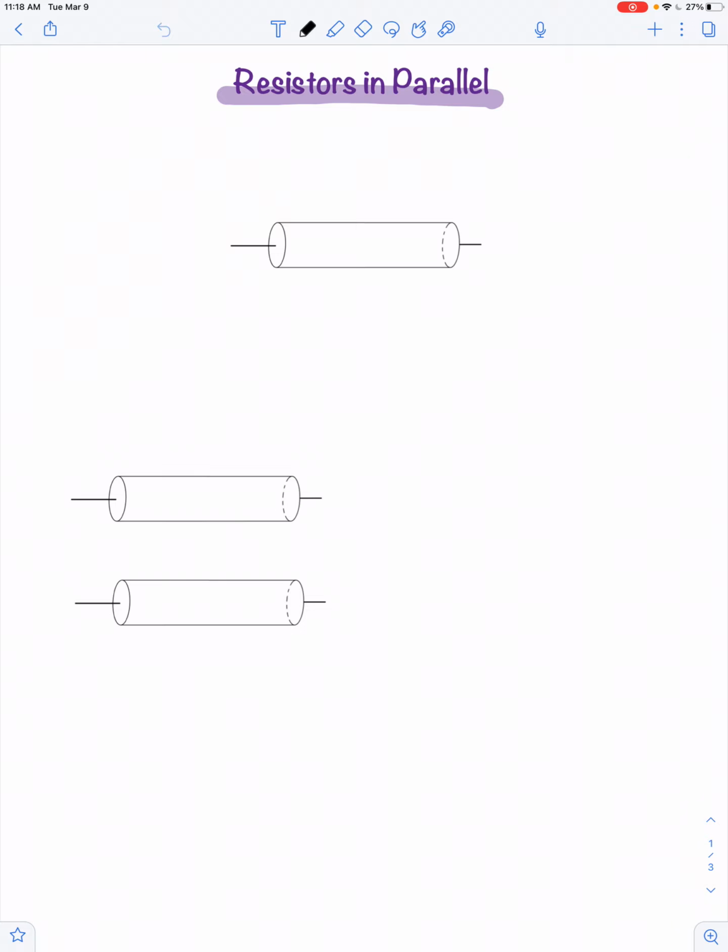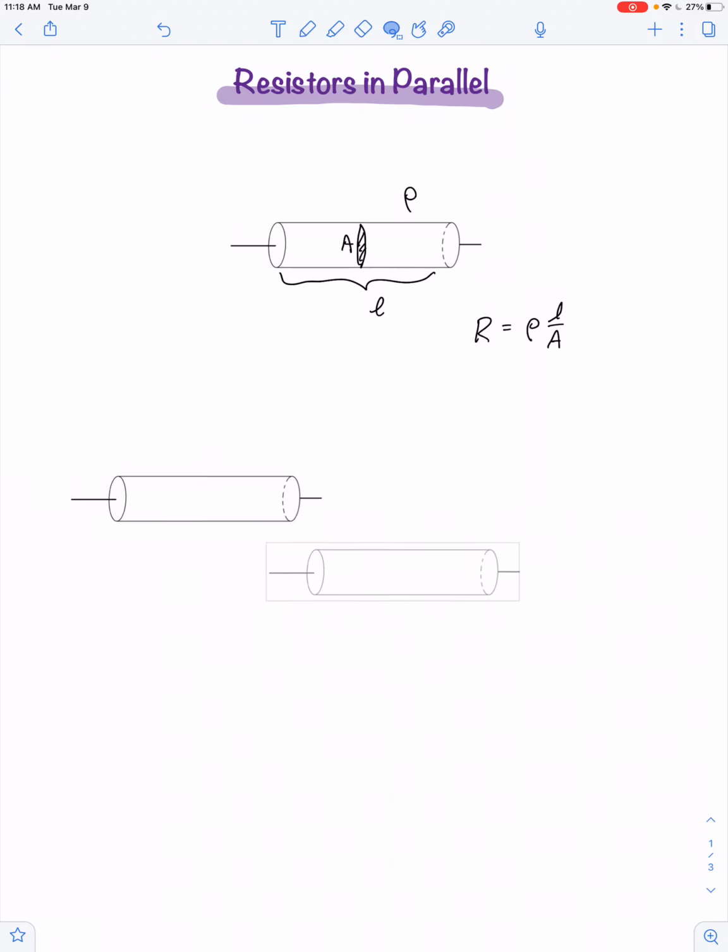Well, once again, we have a resistor with a cross-sectional area of A, a length of L, and resistivity of rho. So the resistance is rho times L over A. Now we've already seen what happens if we took two resistors and connected them together in series. We found that the equation for the equivalent resistance for resistors in series is exactly opposite the rule that we had for capacitors connected in series.